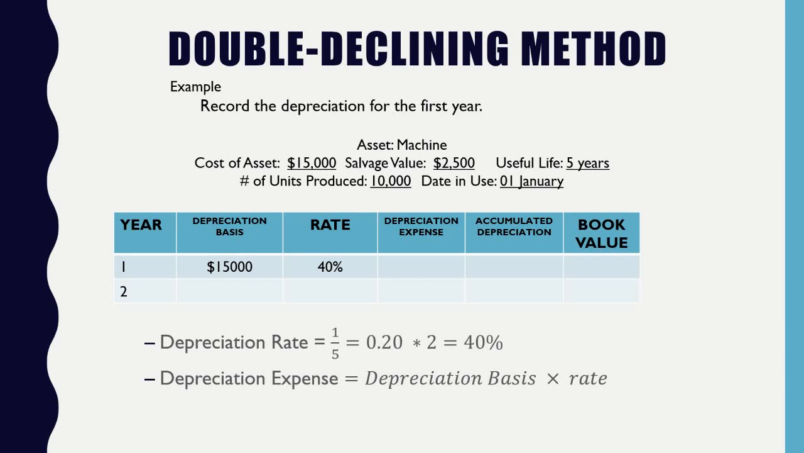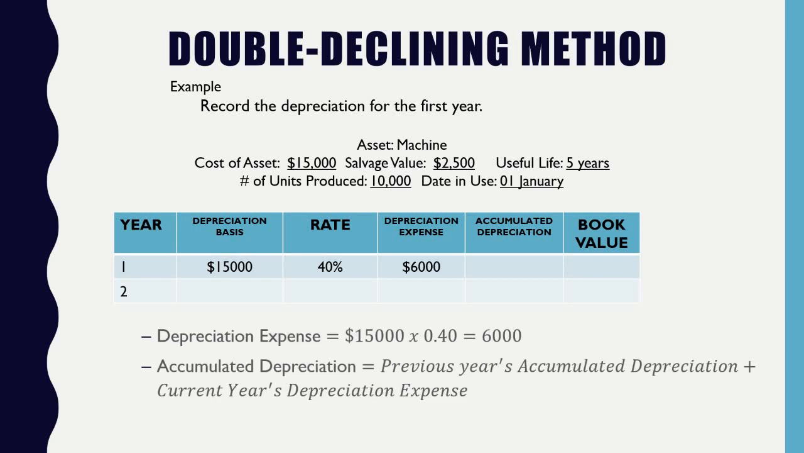Okay? So now, the depreciation expense is going to be the depreciation basis times the rate. So it's going to be 15,000 times 0.4, or 40%, and that's going to give you $6,000. So in this case, we're almost cutting this asset in half, because we're using it in the beginning of its life. Now, if this asset only had 5 years, then you could already tell you're going to be using it very frequently in the very beginning of its life. So there you go, 6,000.